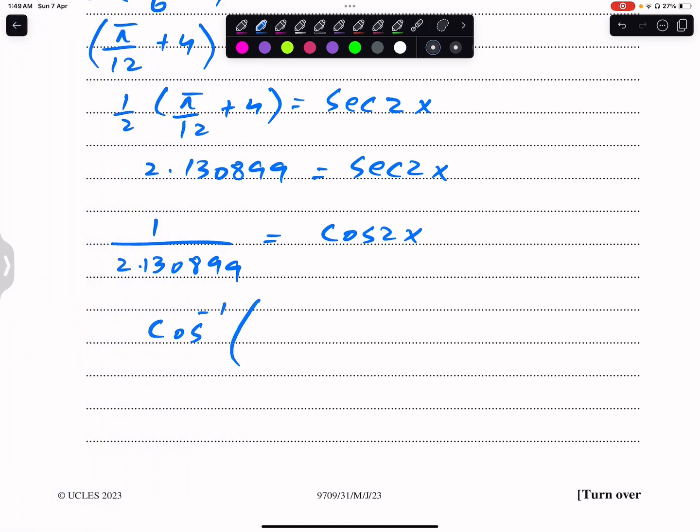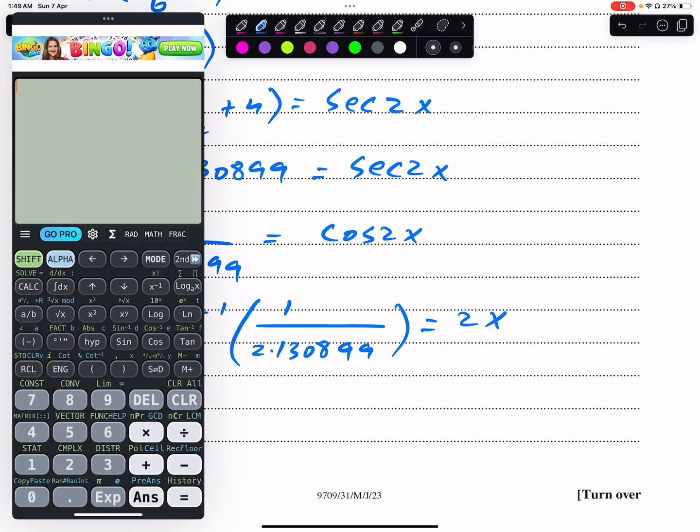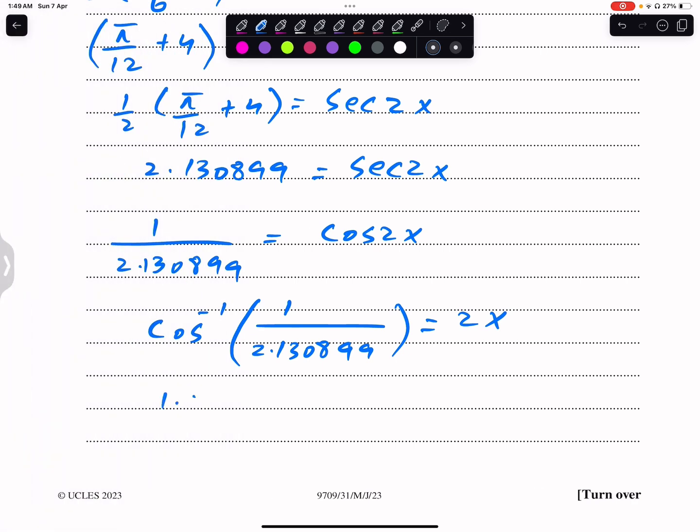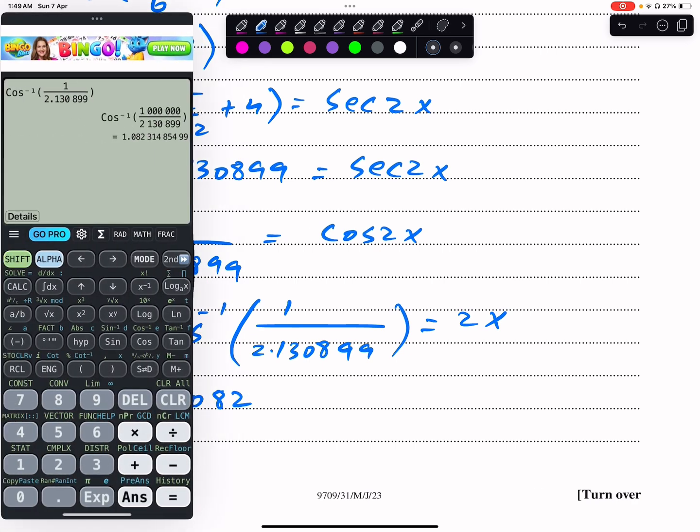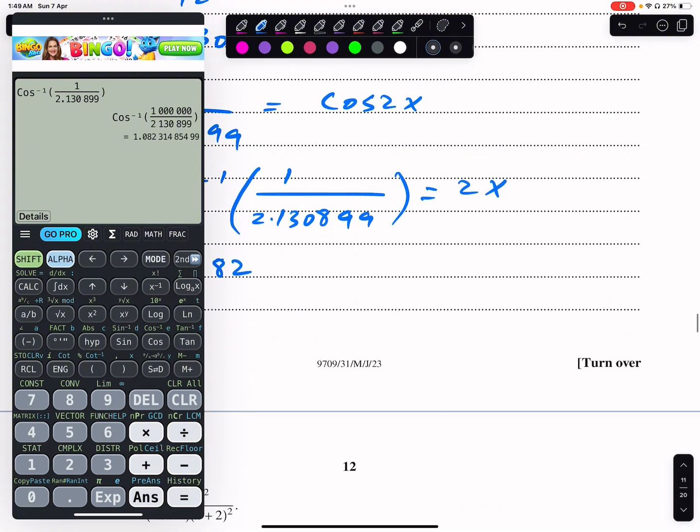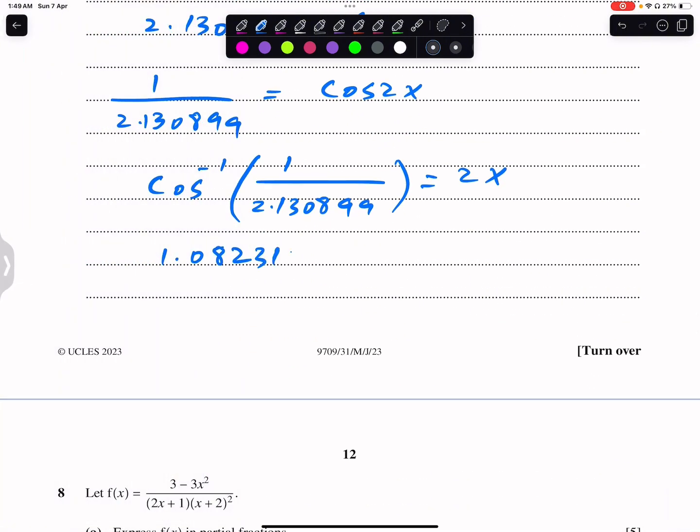Cos inverse of 1 over 2.130899 is equal to 2x. Shift cos inverse of 1 divided by 2.130899. This is 1.082314. 1.082314 is equal to 2x.